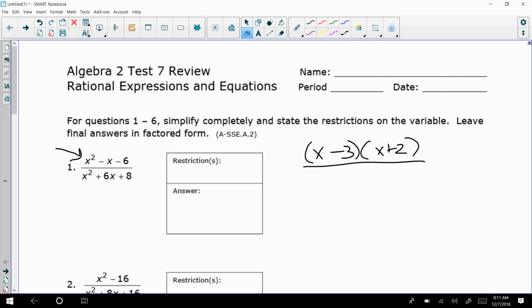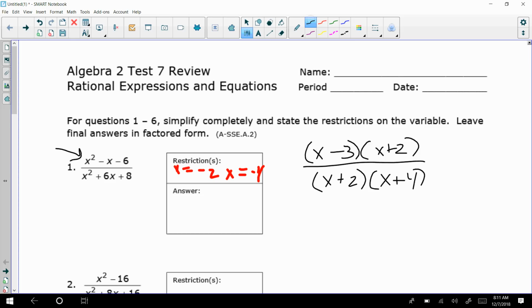Then the second one is also a simple ABC. So two numbers that multiply to 8 and combine to 6 are 2 and 4. Both going to be positive. Now from here we can actually get our restrictions. So we have x equals -2 and x equals -4.